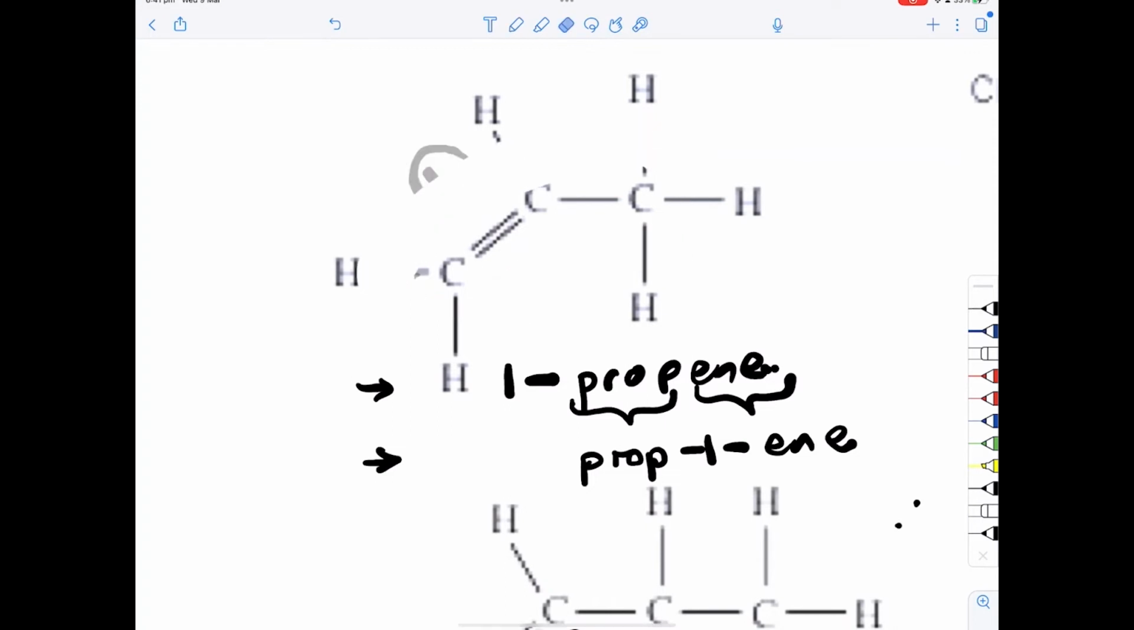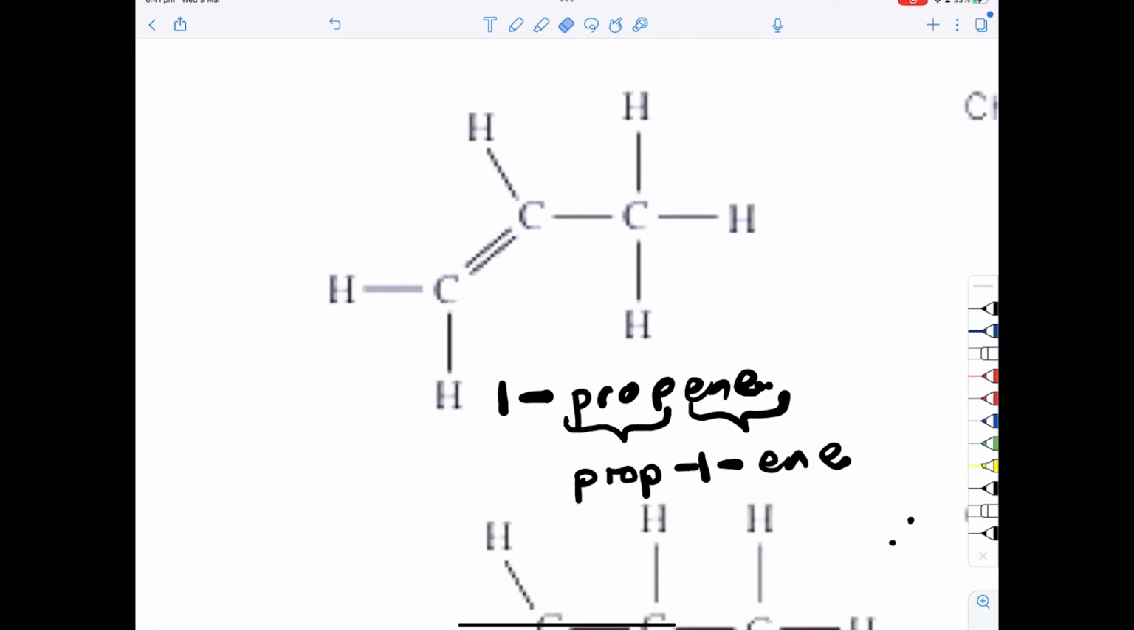But I have a question for all of you. Do I need to state that the double bond is in the first position? Why and why not? And I'll give that question to Annette. Do I need to say 1-propene or prop-1-ene? No, you can just say propene because if you move the double bond to the other one, then it doesn't make a difference.